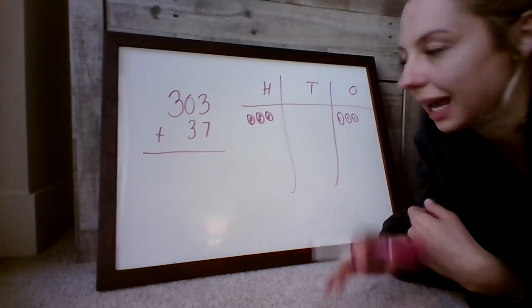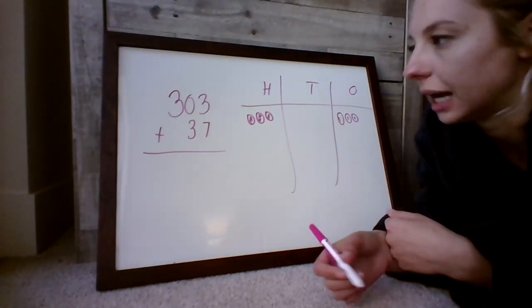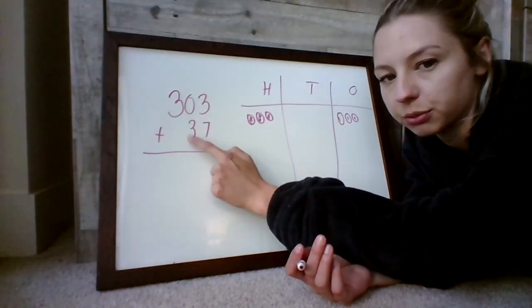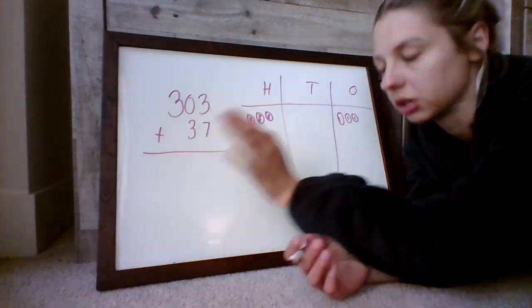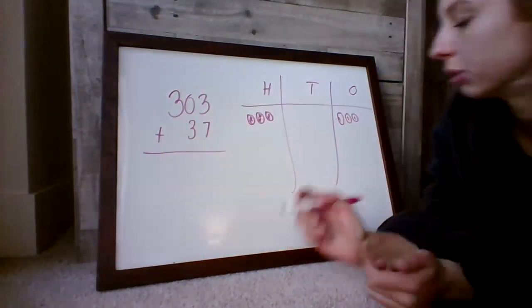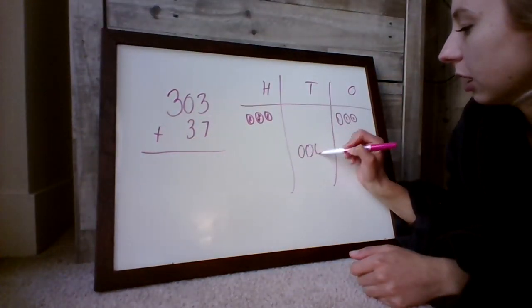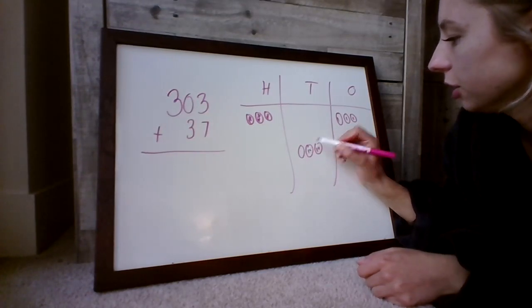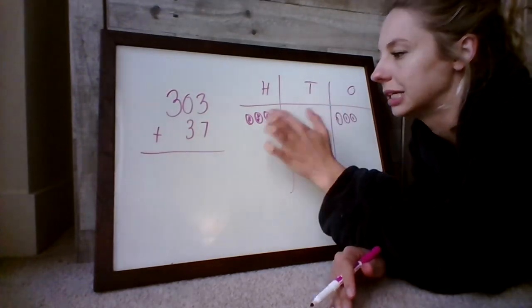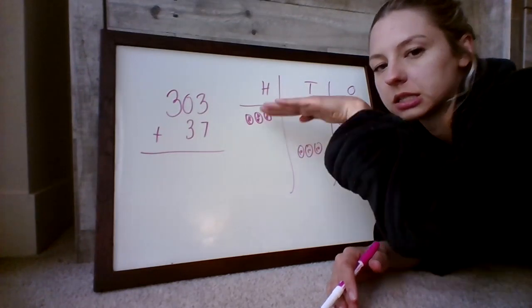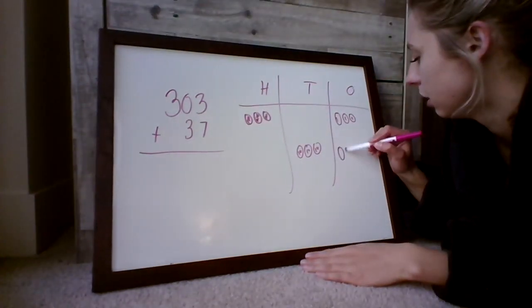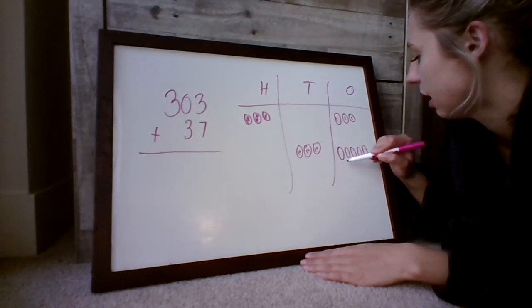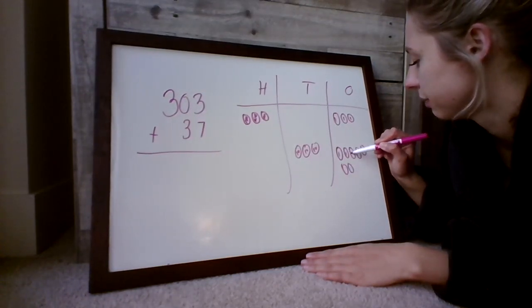How do we represent adding 37? I know that 37 is 3 10s, 7 1s. There are not any hundreds. There's no hundreds. So I'm going to skip this and go to 3 10s, and I'm going to do it a little bit underneath so that it doesn't all look like one number. It's the first number plus the second number. And 7 1s. 1, 2, 3, 4, 5, 6, 7.